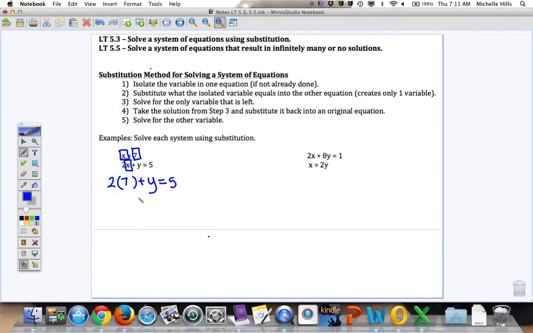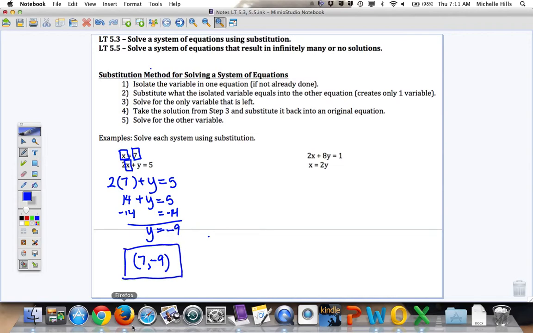Now I solve this equation to find my y value. So 14 plus y equals 5. When I subtract 14 from both sides of the equation, I get, 14 and not 4, y equals negative 9. Remember, what we're finding is if we graphed these two lines, x equals 7 is a vertical line. If we graph these two lines, what's their point of intersection? Well, they intersect at the point where x is 7, because they already gave that to me, and y is negative 9.